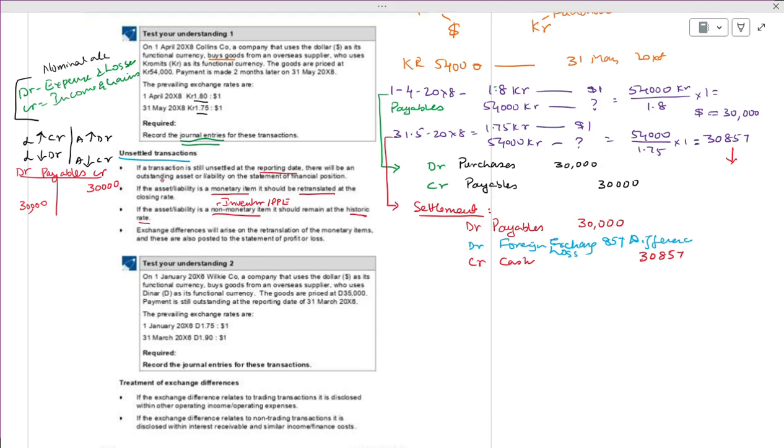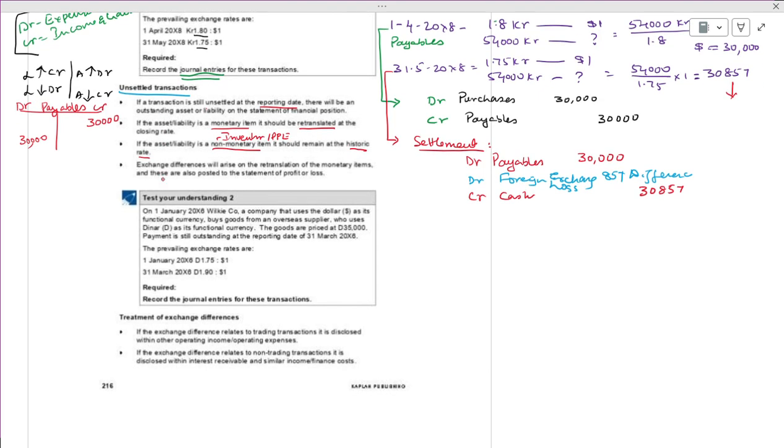Rule is rule. Exchange difference arises whenever there is a retranslation, which happens only with respect to monetary items. This should be shown in the profit and loss account. Just read 1, 2, 3, 4. Read once.